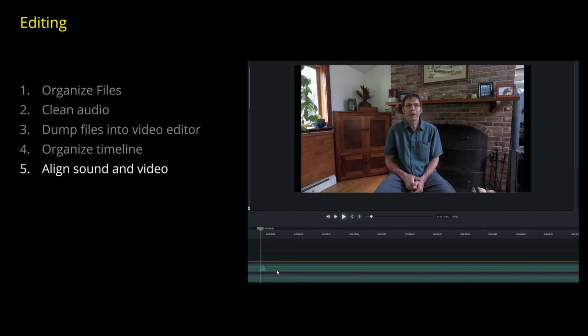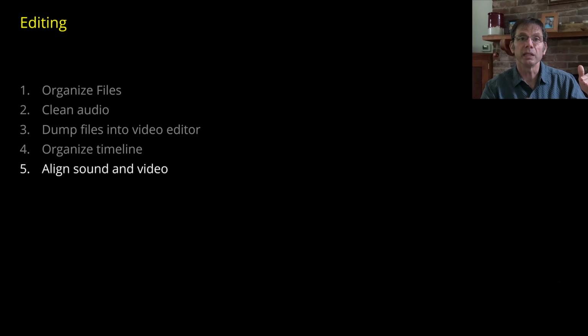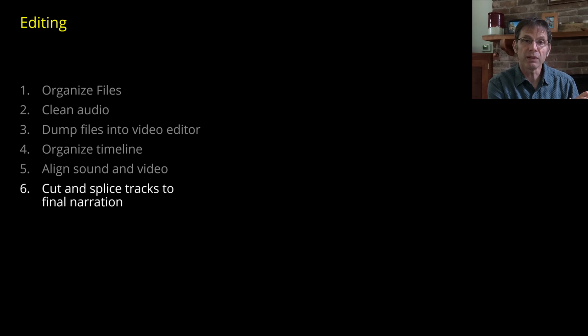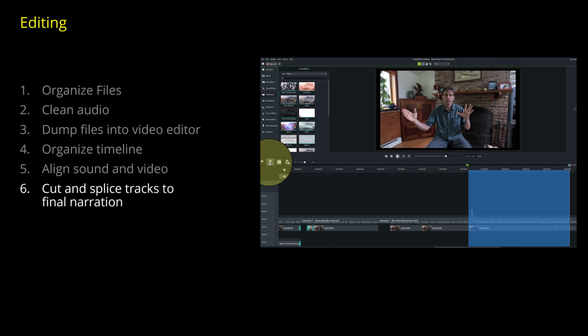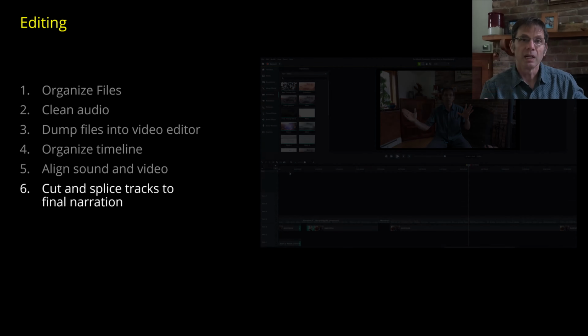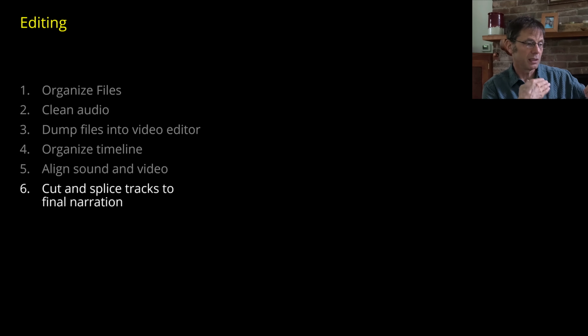Once I have this first track done, I'm going to go through the entire timeline and align the audio and video for everything. After I've done that, I go back to the beginning of the video and I start to cut and splice the parts that I want to move together. So where I've made a mistake, I'm going to splice it out and jump to the part of the video where maybe I've corrected it.